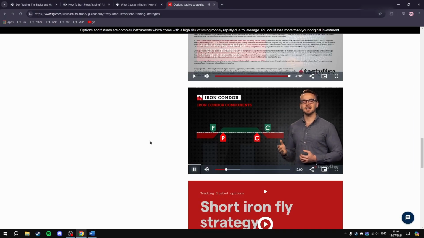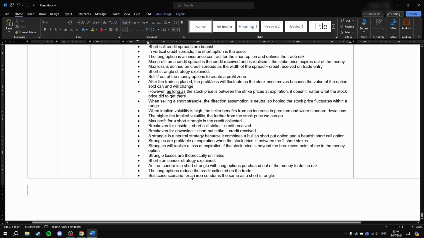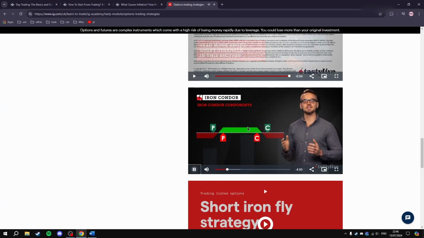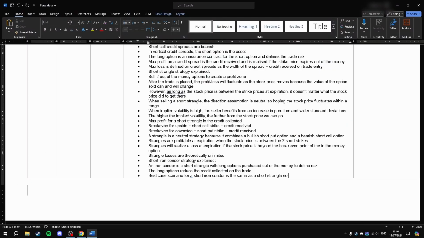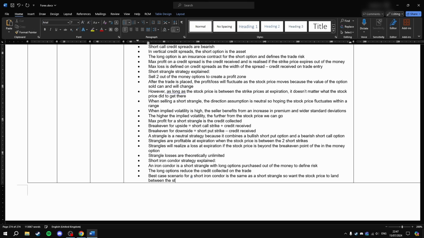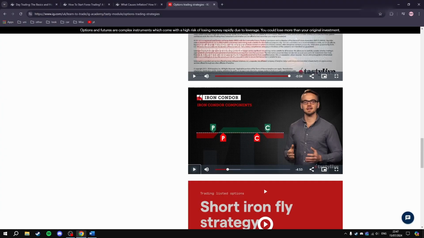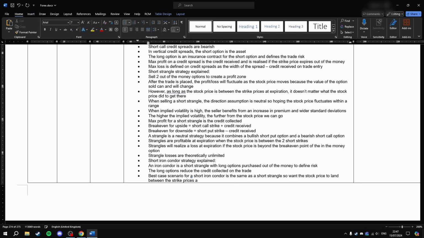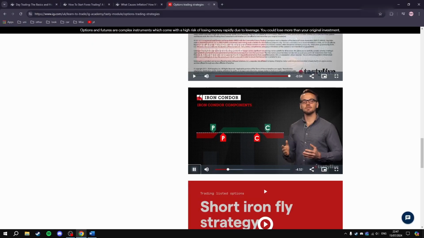The best case scenario with a short iron condor is the same as for a short strangle. We want the stock price to land between our strike prices at expiration, so that all of our options expire worthless.